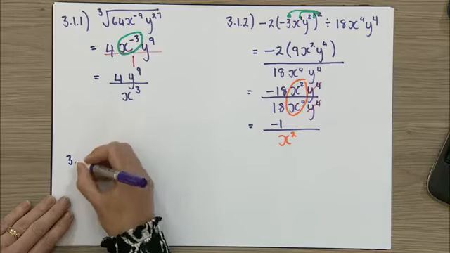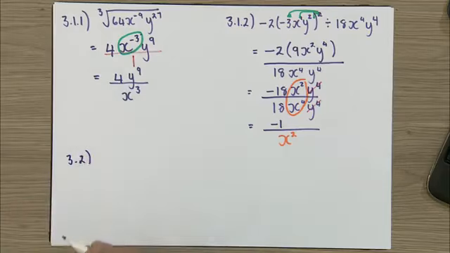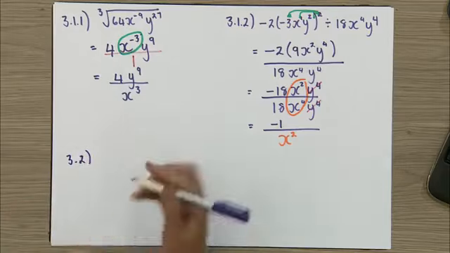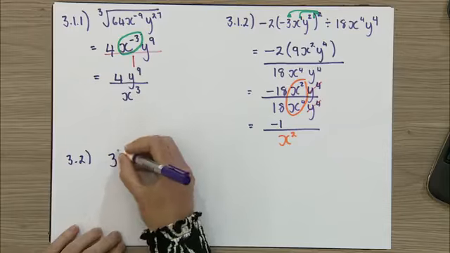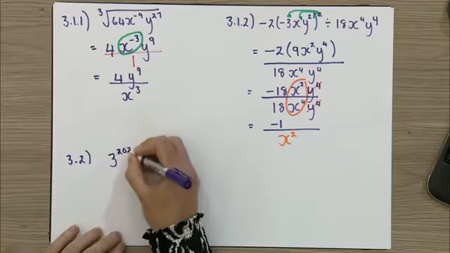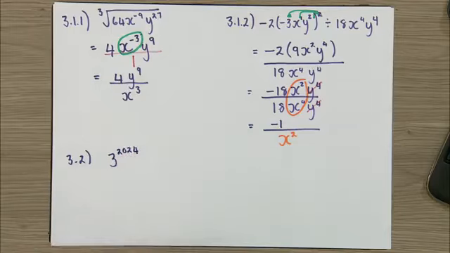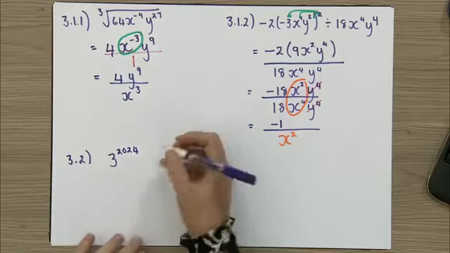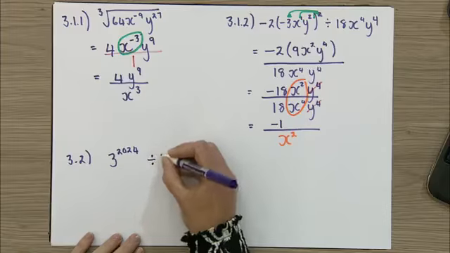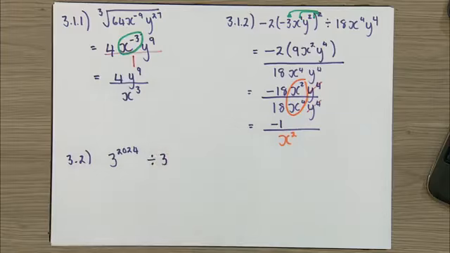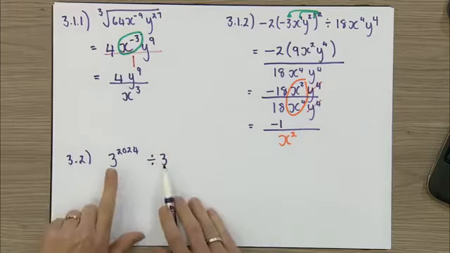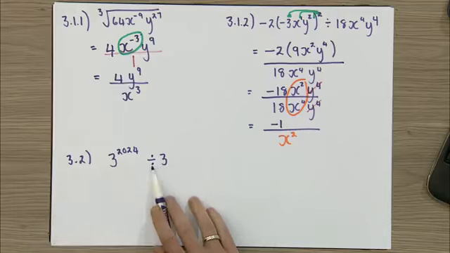Question 3.2. Also, a little bit of one to think about. Divide 3 to the power of 2024 equally amongst 3 people. So if I'm dividing something amongst 3 people, how do I write this as a sum? I say divide by 3. So my bases are the same, and this is a division sum.